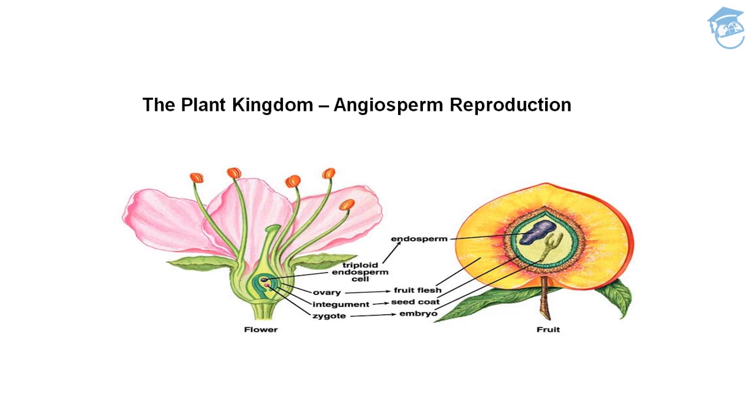Okay, and triploid endosperm cell, that means sperm when it fuses with two polar nuclei, then it forms endosperm cell. So triploid endosperm cell gives rise to endosperm in later stages of progression. Okay, so this is flower and this is fruit. So from flower, fruit forms. I hope it is clear to you now.